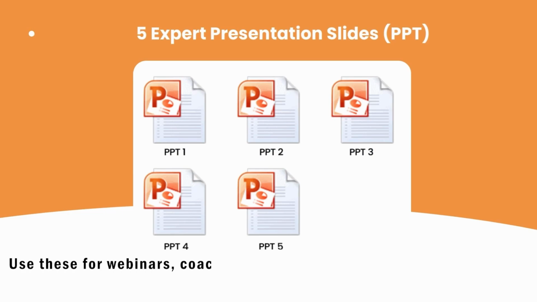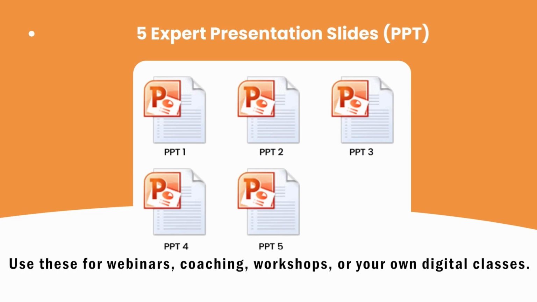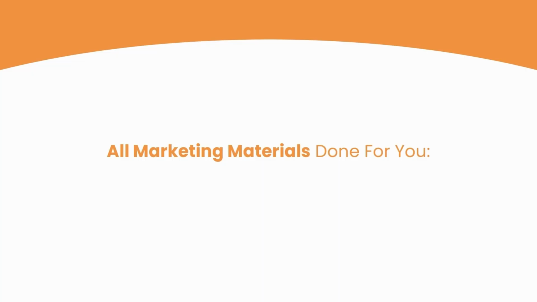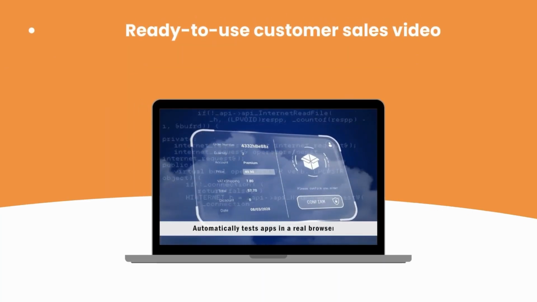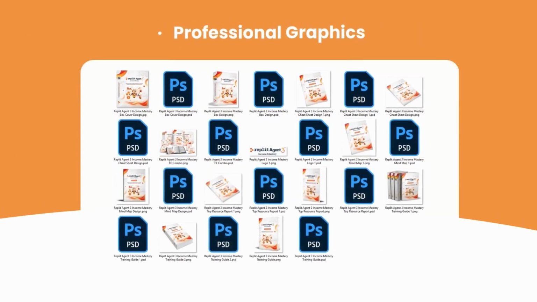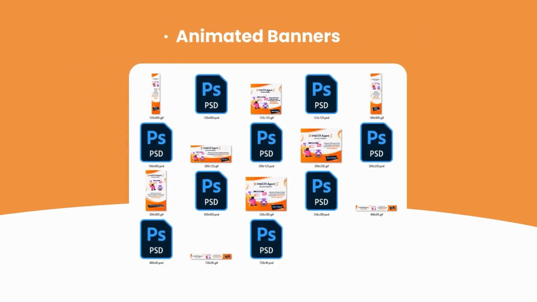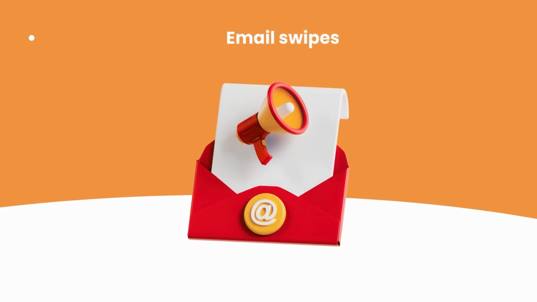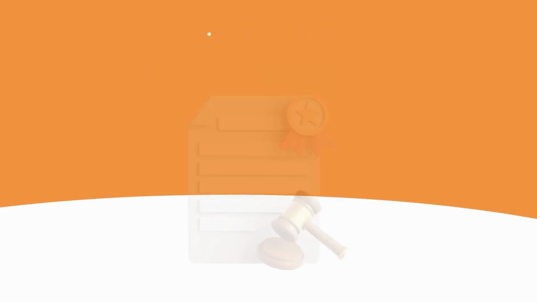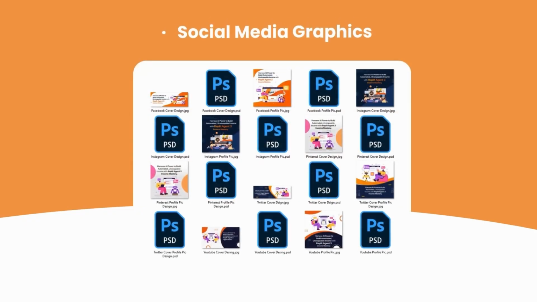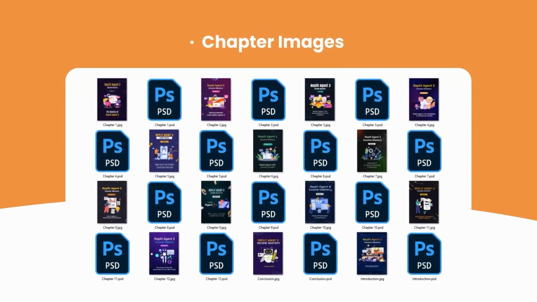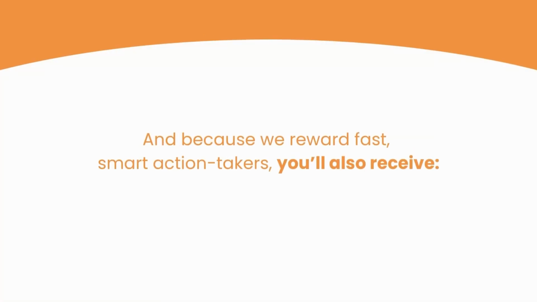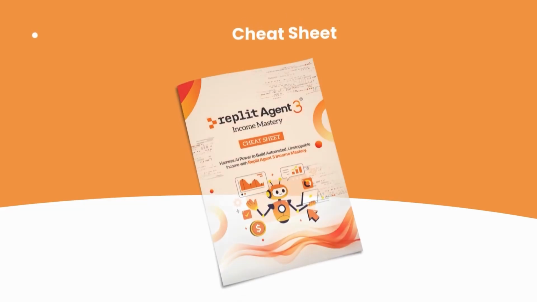Use these for webinars, coaching, workshops, or your own digital classes. All marketing materials done for you. High converting sales copy. Ready to use customer sales video. Professional graphics. Animated banners. Email swipes. Stunning mini site. Legal pages. Social media graphics. PDF graphics. Chapter images. And because we reward fast, smart action takers, you'll also receive Fast Action Bonus Number 1 Cheat Sheet.